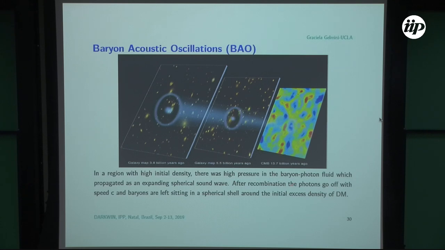After recombination, at the moment of recombination, the photons go. But the baryons that were expanding expand by a little bit and remain there. So this overdensity due to these spherical shells remains, and you can see it in the baryon acoustic oscillations. They are the counterpart in baryons of what we see in the structure of the CMB anisotropies. If you have any question, please ask.